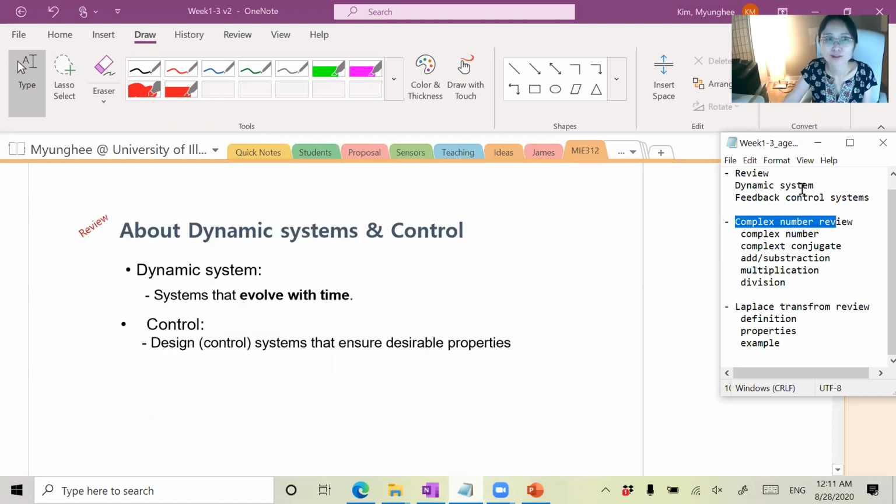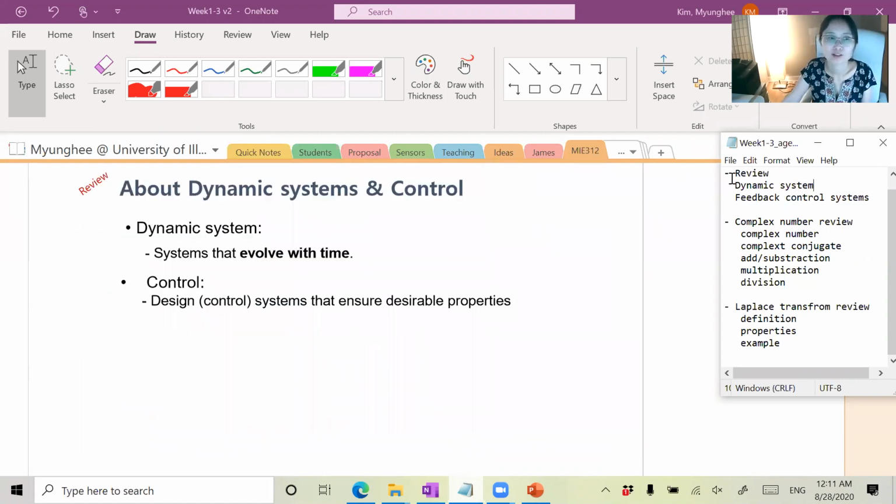So the dynamic system is a system that evolves with time, a system in which the previous input influences the current output. Examples can be a car, or a mass, or a heater. And by doing control, we want to make a system that ensures desirable properties.